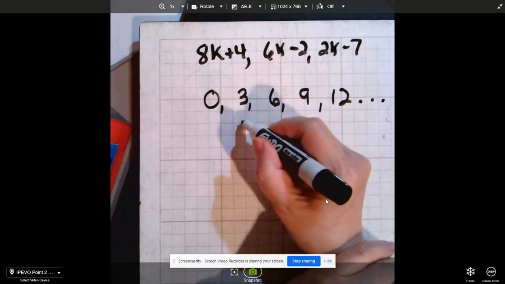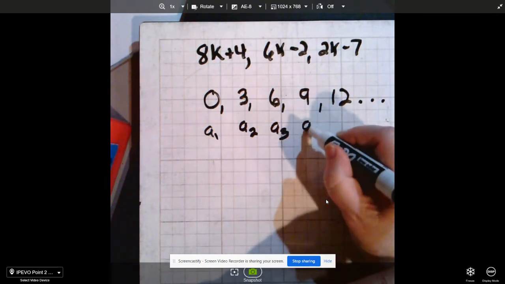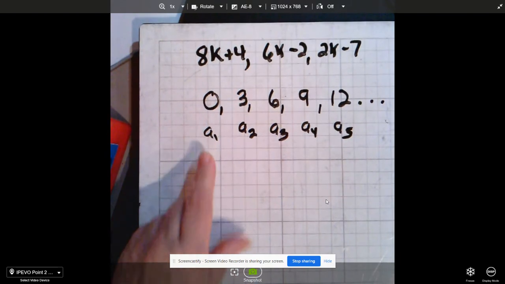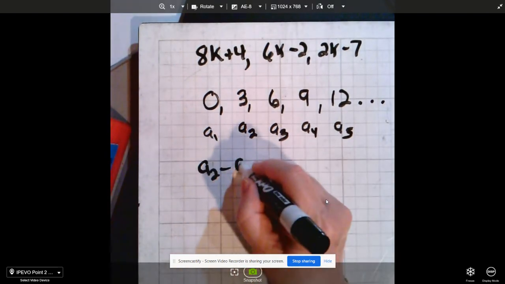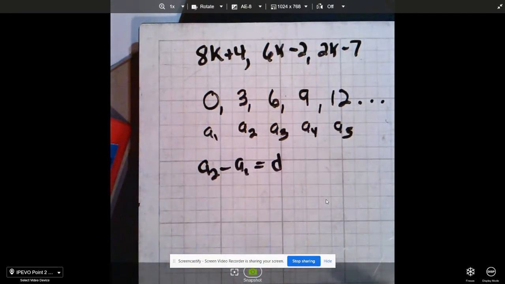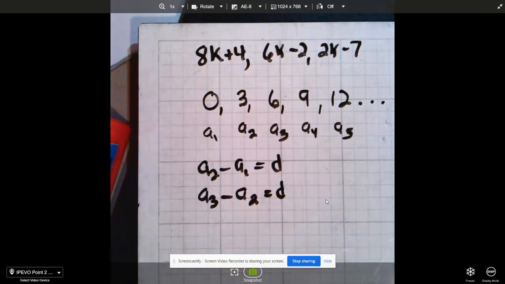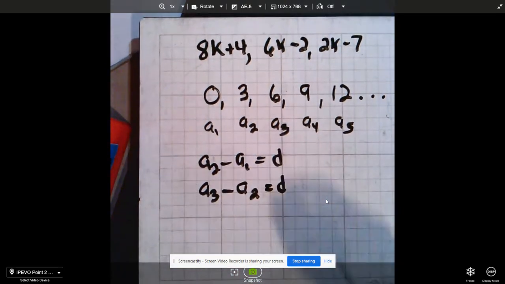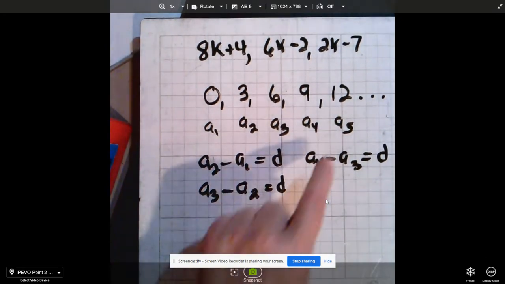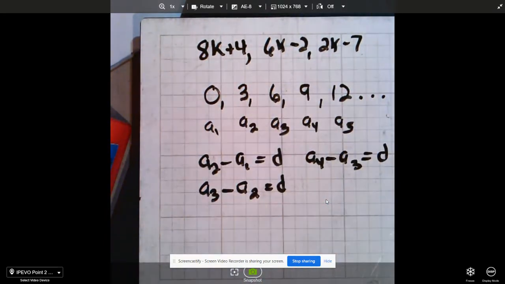Well, you took this one here. This would be like A1, A2, A3, A4, A5, right? So if I take A2 and subtract A1, I'll get D. But if I take A3 and subtract A2, I'll also get D. And if I subtract A4 minus A3, I will also get D. All right, so I'll get 3 no matter which ones I do. So let's use that concept and apply it to this sequence.